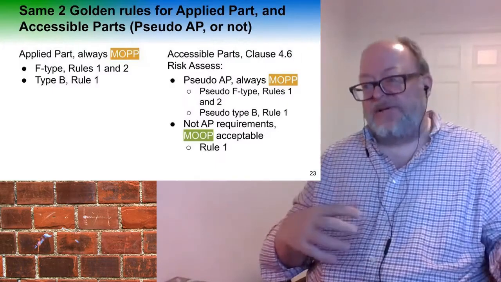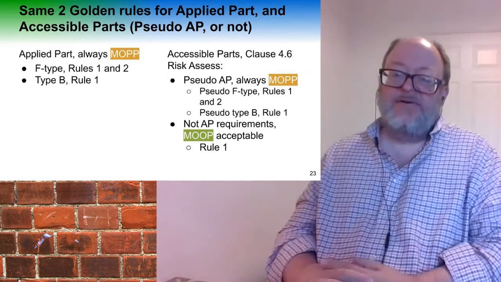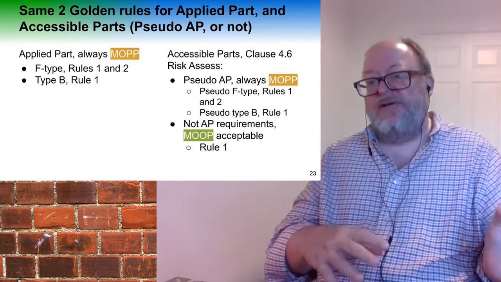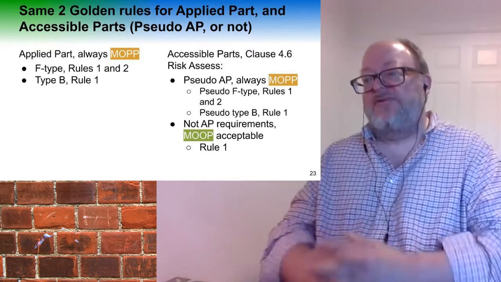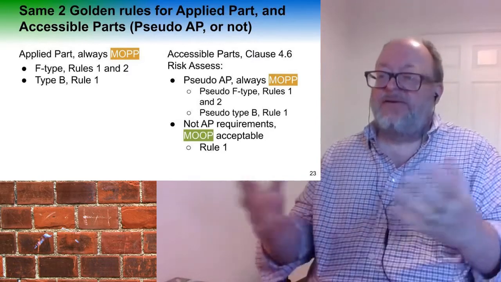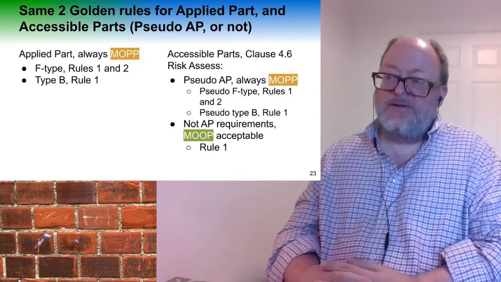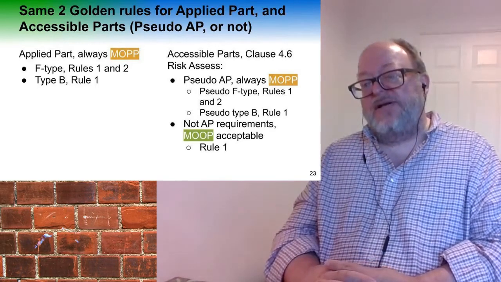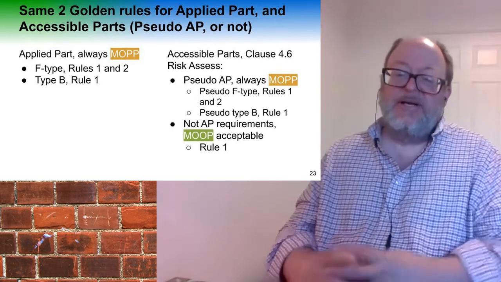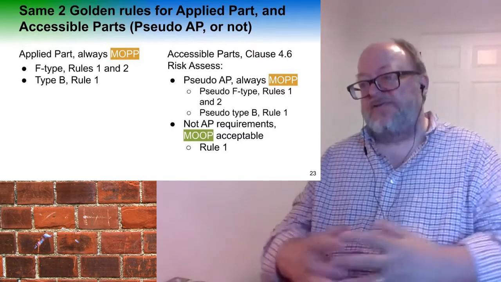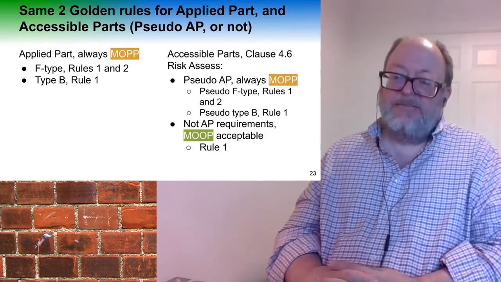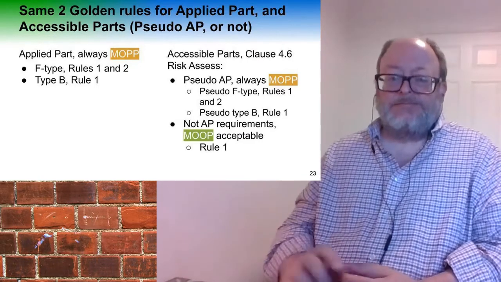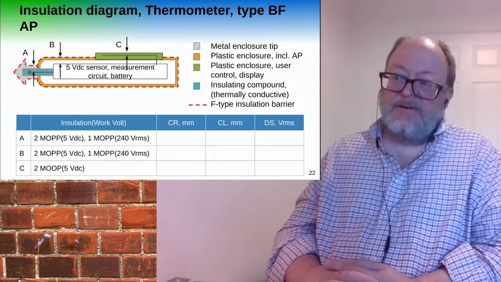So we've got our applied part, we've got our accessible part, we've done our risk assessment. It's always the same two golden rules on the applied part, that's clear. We've got accessible parts where we've chosen to do some pseudo applied part stuff. That's going to be the 1 and 2 because, again, the second one would apply for an F-type. And then we've got our area, the operator displaying and button, where we're going to do operator protection, so that first rule would be applied with the MOOP insulation strength.